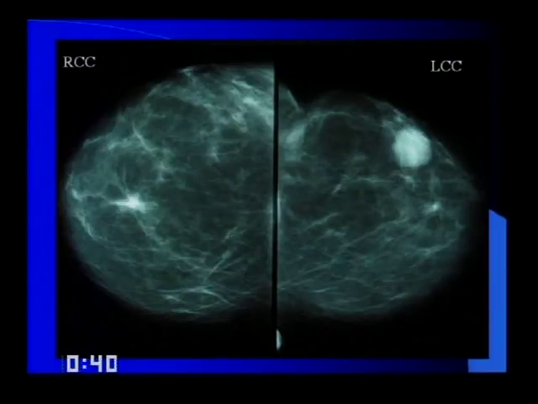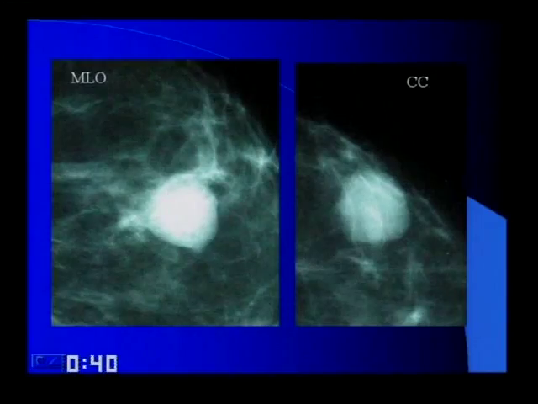I'm seeing what I think is just, on the MLO view, some superimposed fibroglandular tissue immediately adjacent to it. It looks a little bit more clean on the CC view. I don't think these spot views contribute much beyond the initial mammogram that you showed.